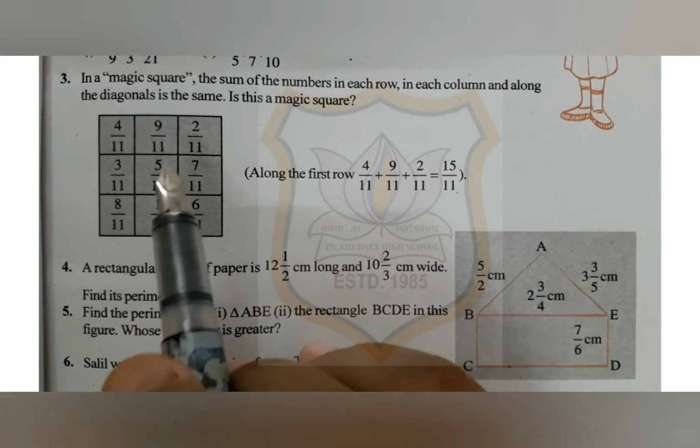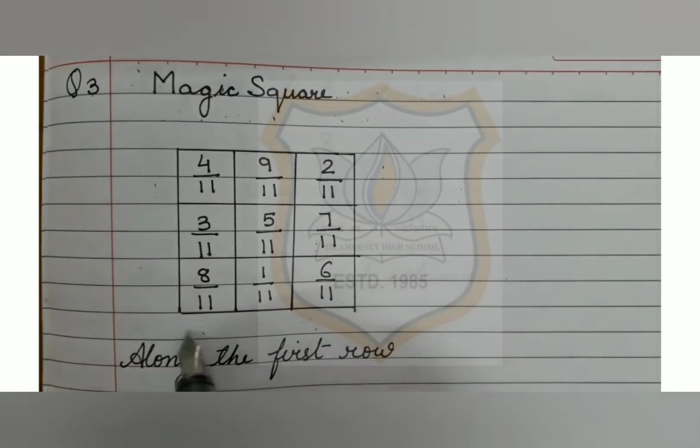Question number 3 of exercise 2.1: in a magic square, the sum of the numbers in each row, in each column and along the diagonal is the same. Is this a magic square? You have to tell whether this is a magic square or not by adding the numbers row wise, column wise and diagonal wise. Then you have to tell if this is a magic square or not. Students, this is a magic square.